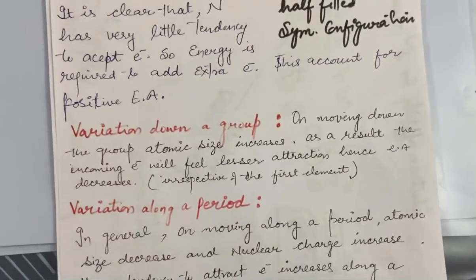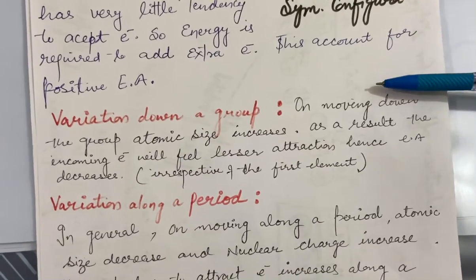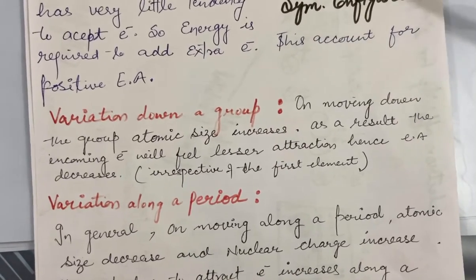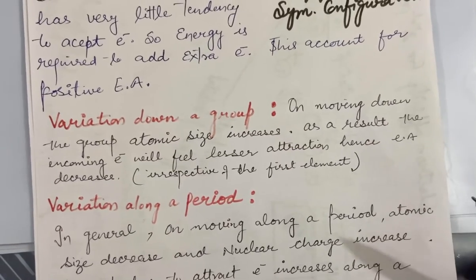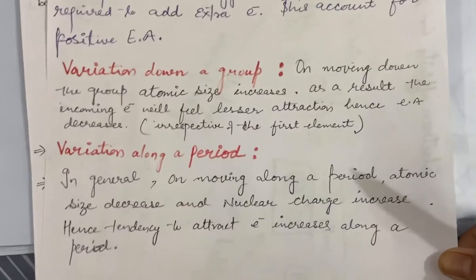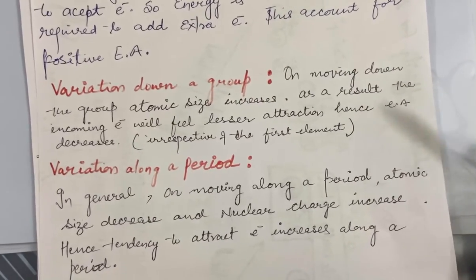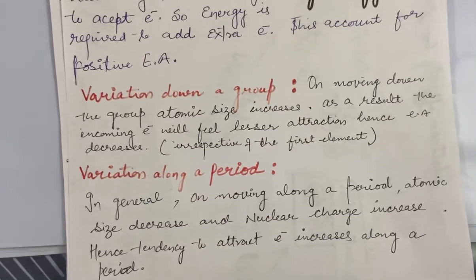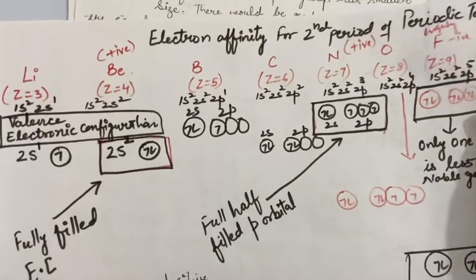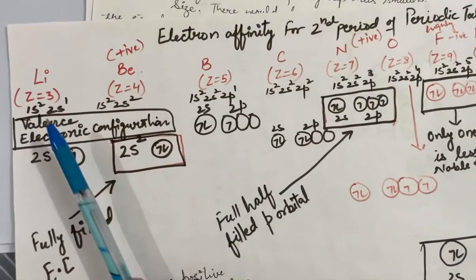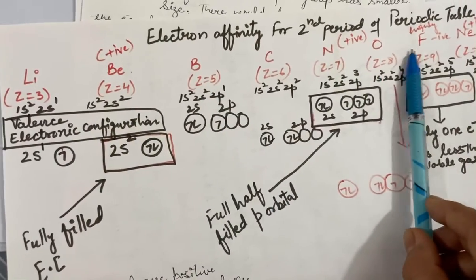On moving down a group, atomic size increases. As a result, the incoming electron will feel less attraction, so electron affinity will also decrease, irrespective of the first element. Along a period, in general, electron affinity should increase, but there are a lot of variations. So let us discuss electron affinity in the second period. I have taken the second period elements lithium, beryllium, boron, carbon, nitrogen, oxygen, fluorine and neon.